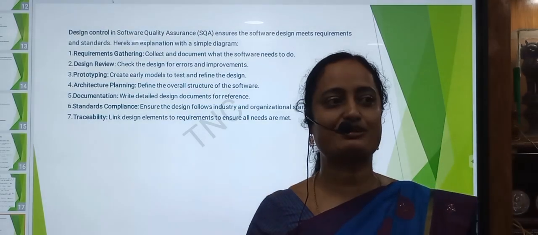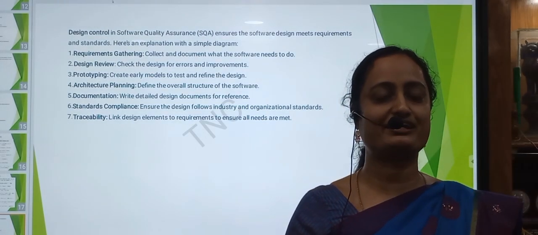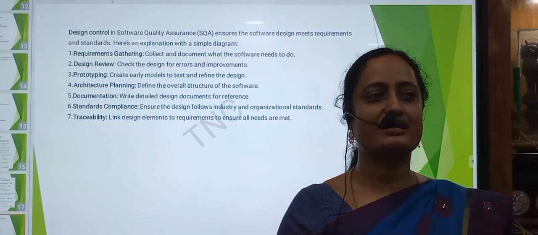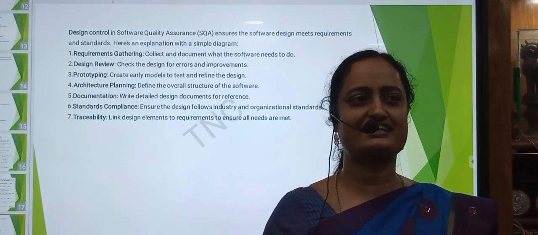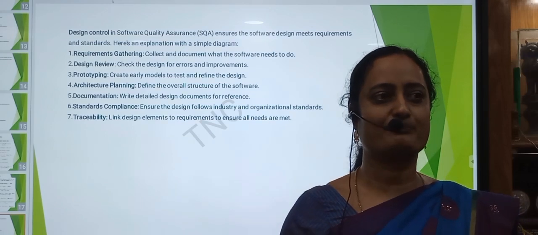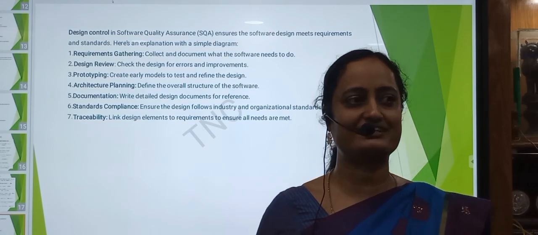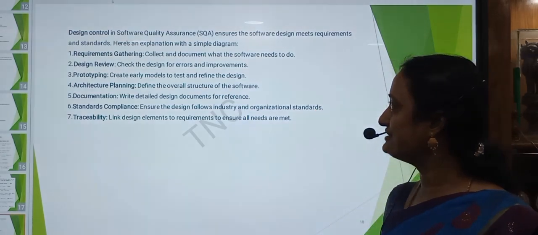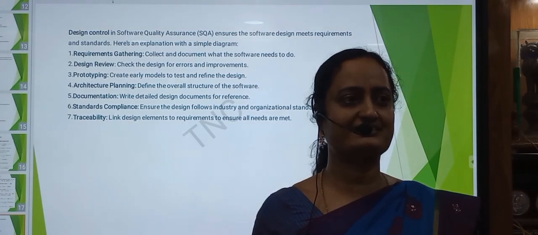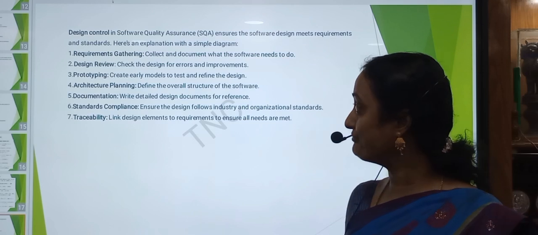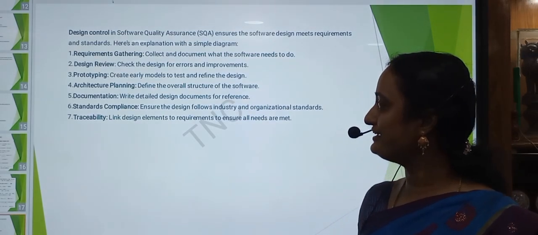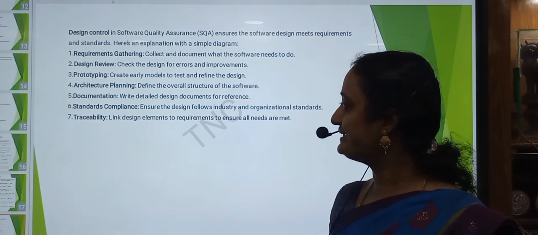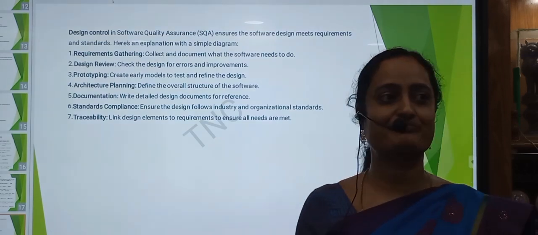Next we are going to see about design control. It's a very important question: design control in software quality assurance. Actually, the main thing is that this is also a process that ensures the software design meets the requirements. So here it includes requirements gathering, design review, prototyping, architecture planning, documentation, standard compliance and traceability.